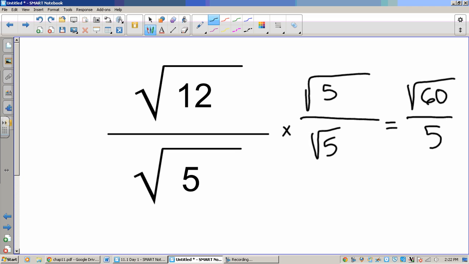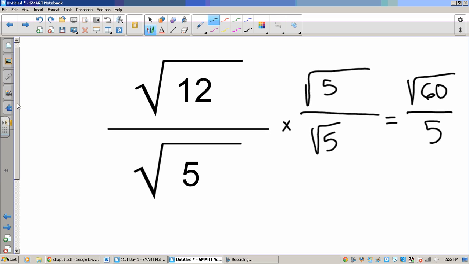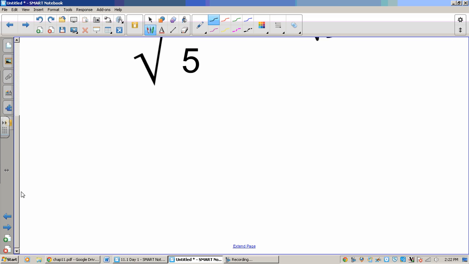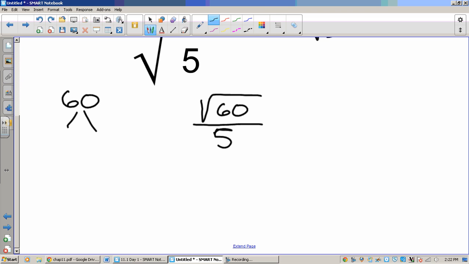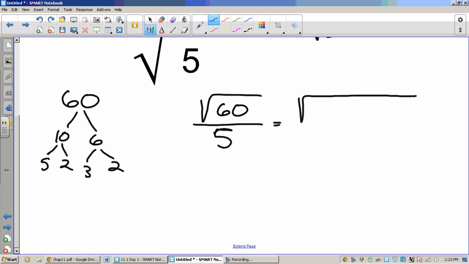And we have to ask ourselves, is radical 60 simplified? So radical 60 over 5. Over here, I'm going to do our prime factorization tree. Hopefully you remember how to do this, I know we started it in 5th grade. We do have some pairs here: we've got 2 times 2. So I like to write it all the way out: radical 60 equals the same thing as 2 times 2 times 3 times 5.